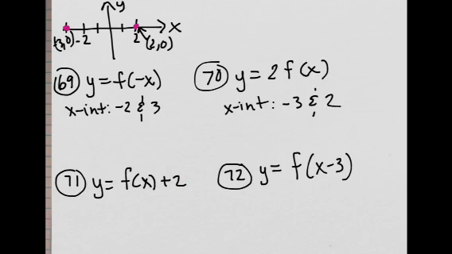For number 71, it tells you that the function has a vertical translation, or move, 2 units up. Well, at that point, since you don't know anything else about the function, as soon as you move these 2 points 2 units up, we have no idea where the rest of the function lies. So this one can't tell.